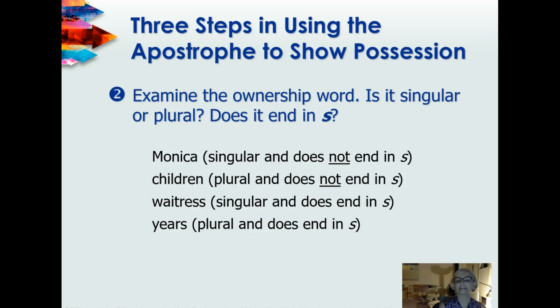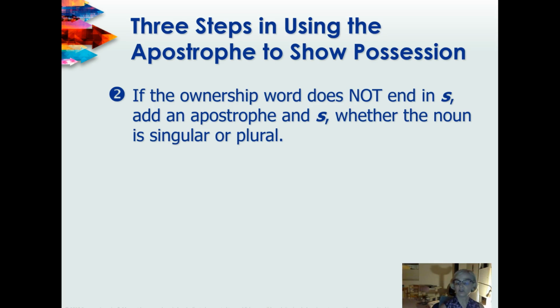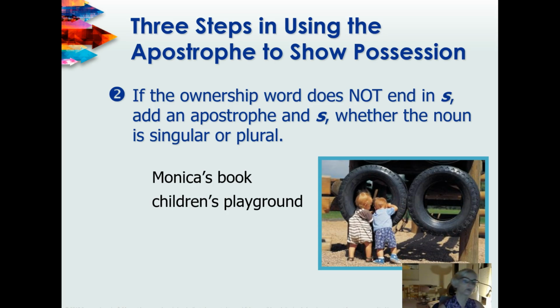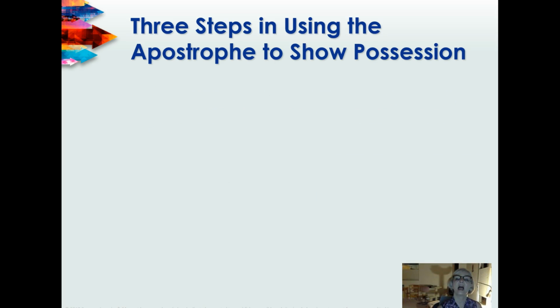Oh, is it singular or plural? And does it end in an S or S sound? Okay, so let's continue. We're still on the second step. When it doesn't end in an S or S sound, then we add the apostrophe and the S. Yay, Monica's book, children's playground.